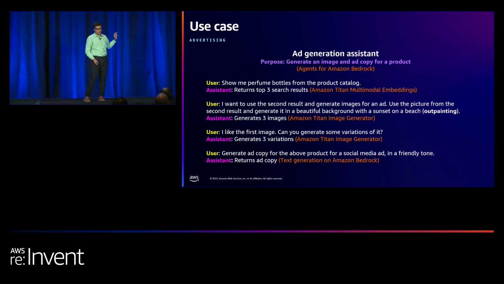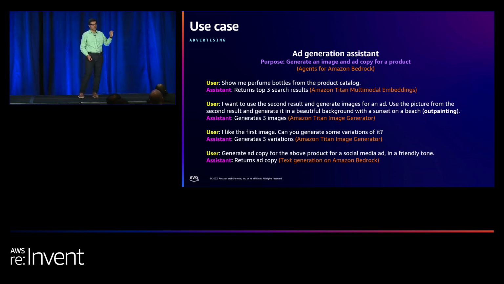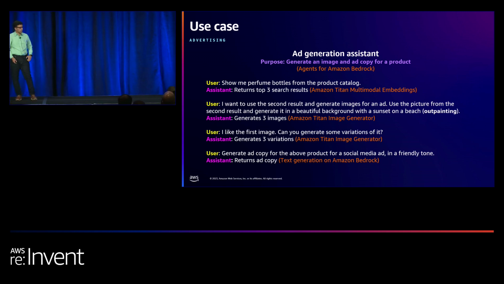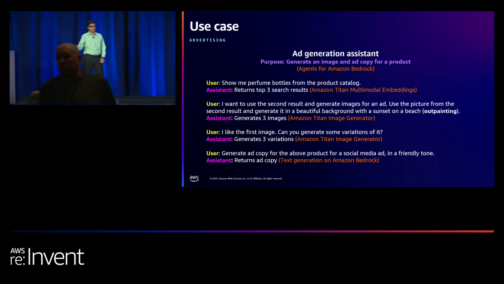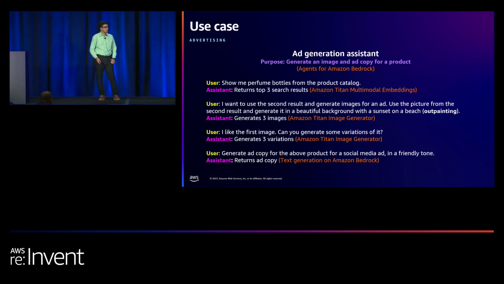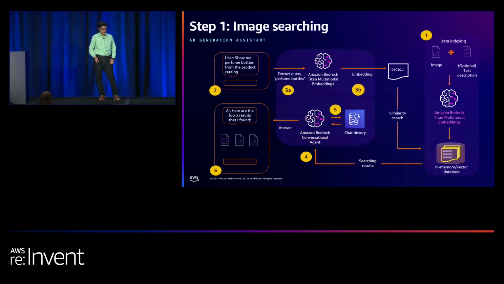So you can use the Titan multimodal embeddings model to search through a database, find the set of images which have a perfume bottle. You can use a Titan image generator to generate variations, to add backgrounds, add different kinds of sceneries to it. And finally, you can also use the Titan text model and the Bedrock text models to do text generation for ad copy.